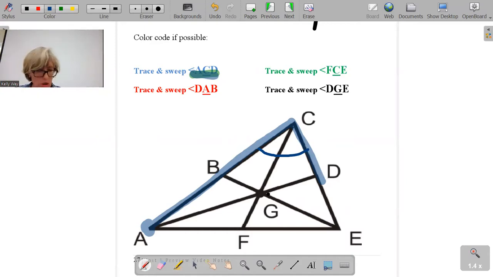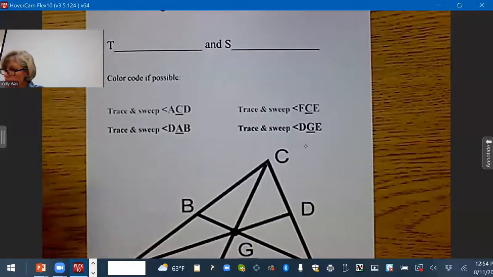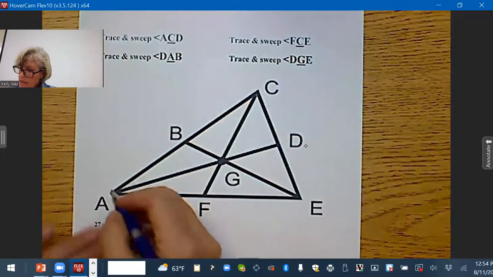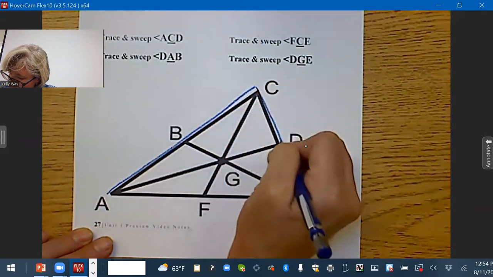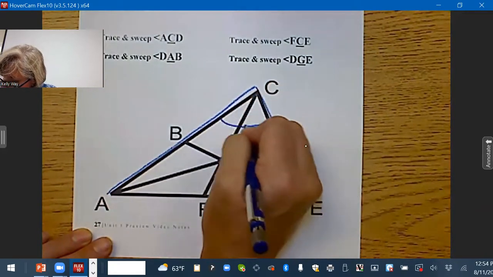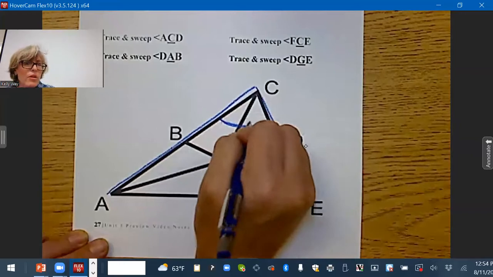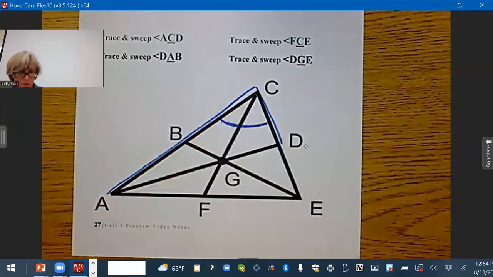Let me show it to you in real time. Same thing. Angle A, trace and CD, trace and sweep. That is angle ACD. Let's try another one.